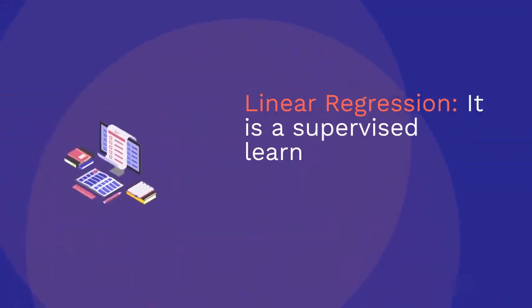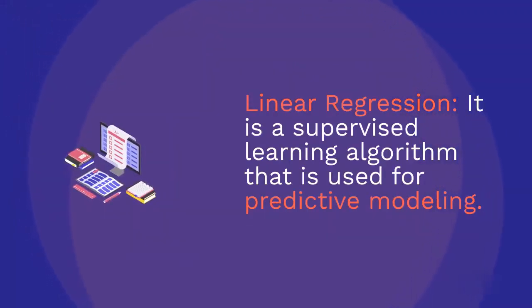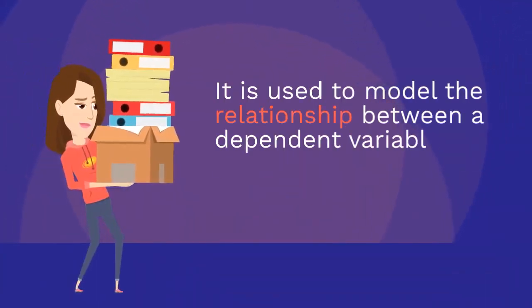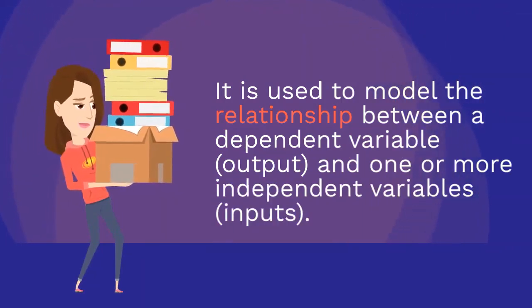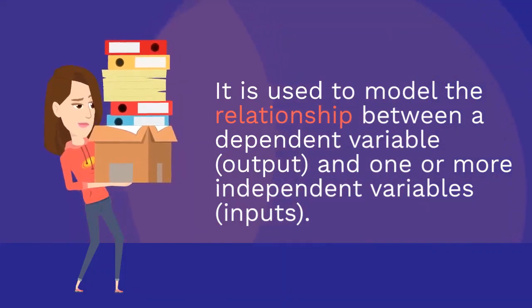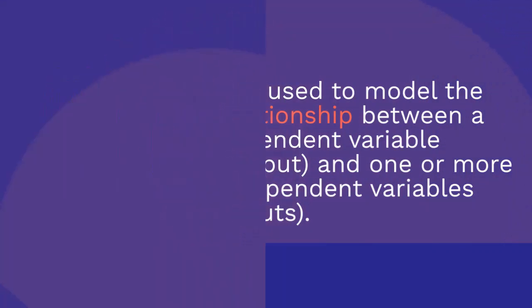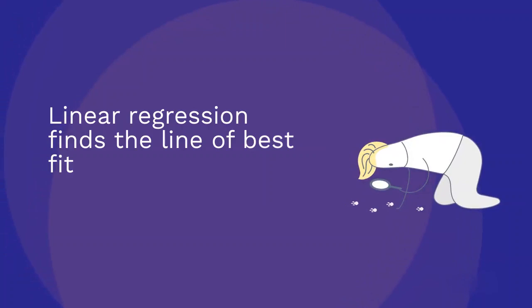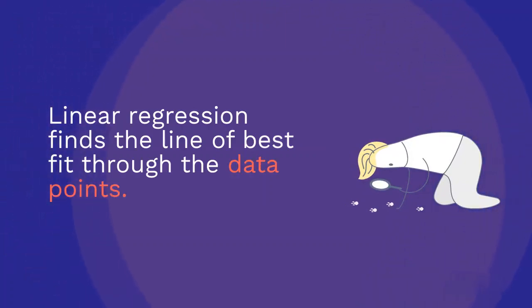Linear regression. It is a supervised learning algorithm that is used for predictive modeling. It is used to model the relationship between a dependent variable (output) and one or more independent variables (inputs). Linear regression finds the line of best fit through the data points.